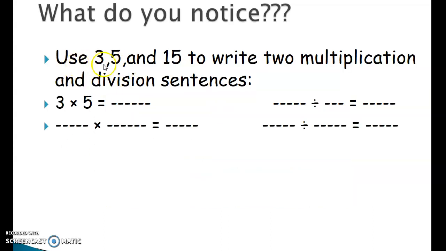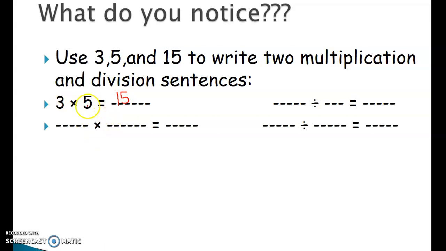For example, use 3, 5 and 15 to write two multiplication and two division sentences. We said that there's a relation between division and multiplication. If you look here at the multiplication table, do you know 3 times 5 equals how much? Yes, equals 15 from the multiplication table. So 3 times 5 equals 15. Now I will write the second multiplication sentence. Also here it has to be multiply.